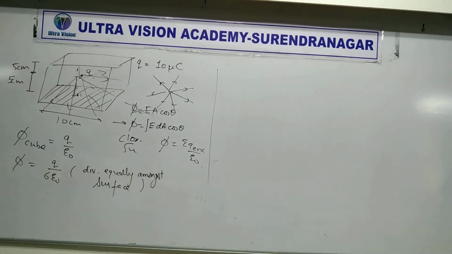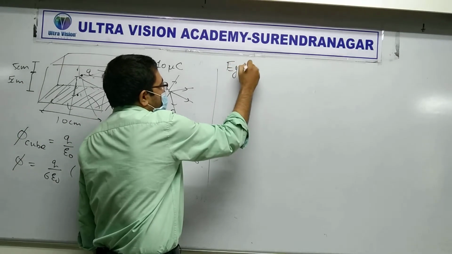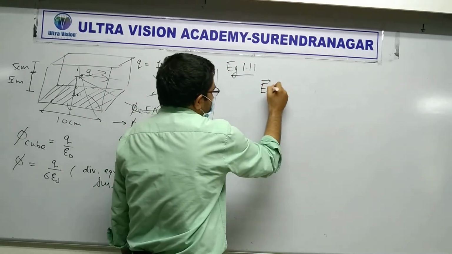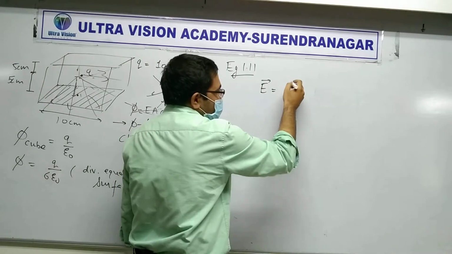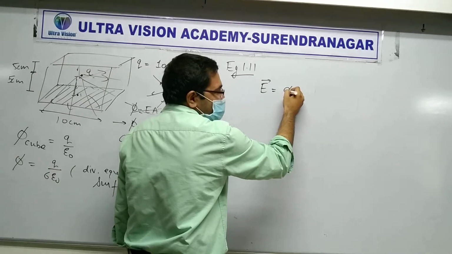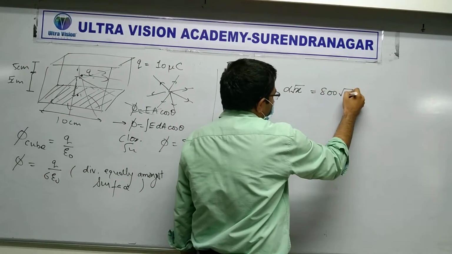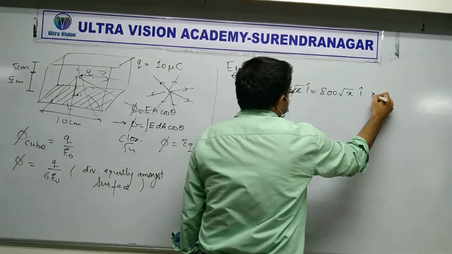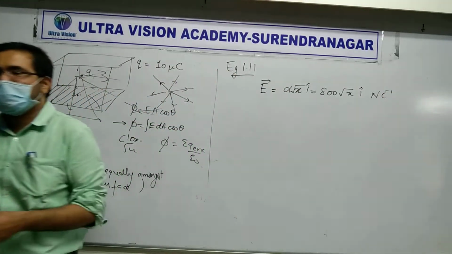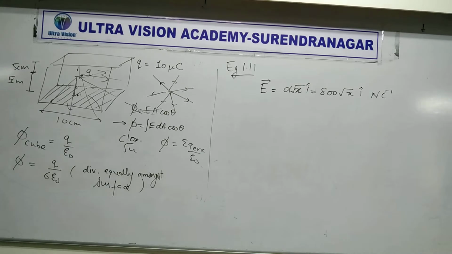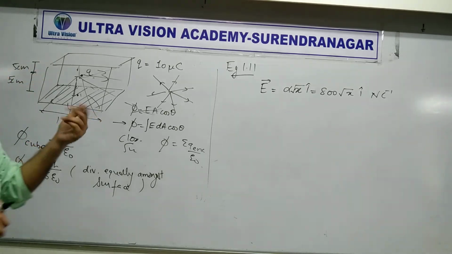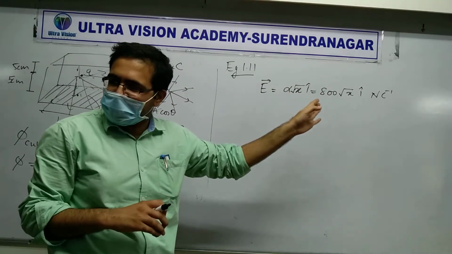Okay. And alpha's value is also given, so let's just start with that. So, the question is Example 11. E vector is equal to, what is Ex given? Alpha under root x. So this we can always write as alpha root x i cap. Do you understand why I am writing i cap? Yes. X component is given, Y component and Z component are 0. No need to write. Clear?